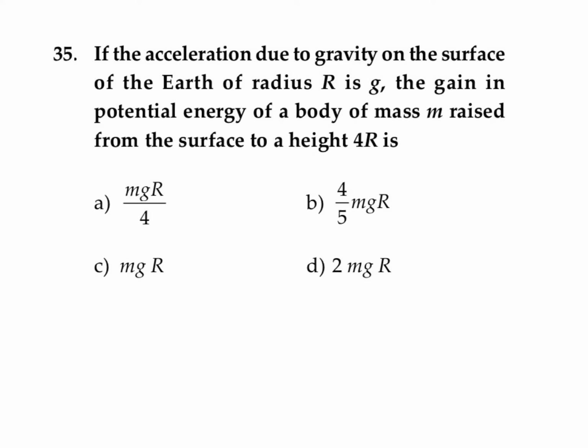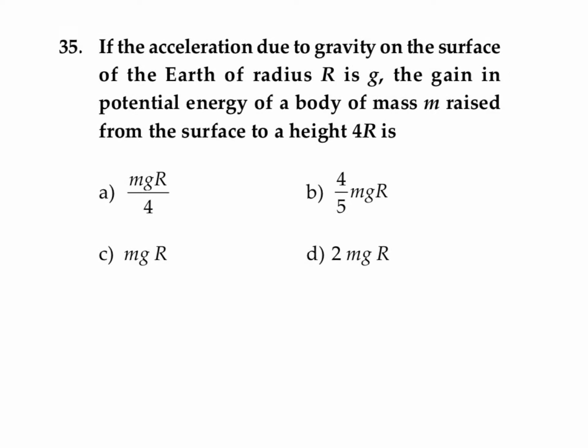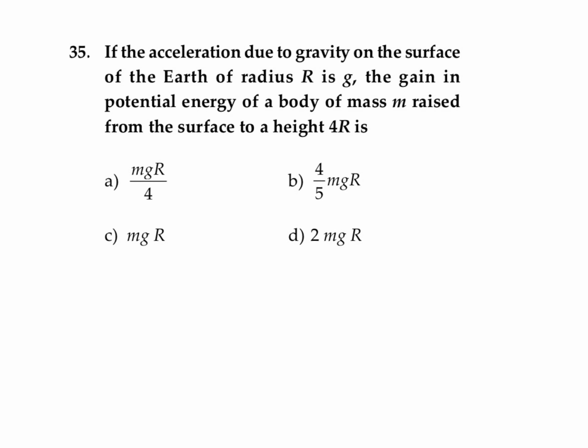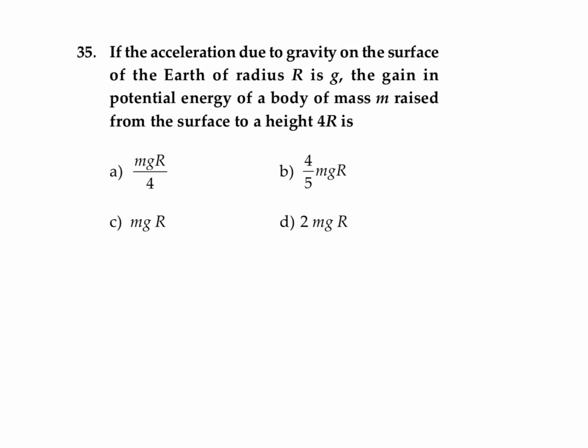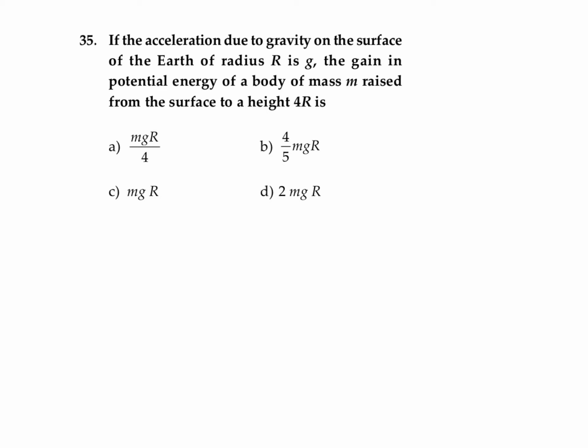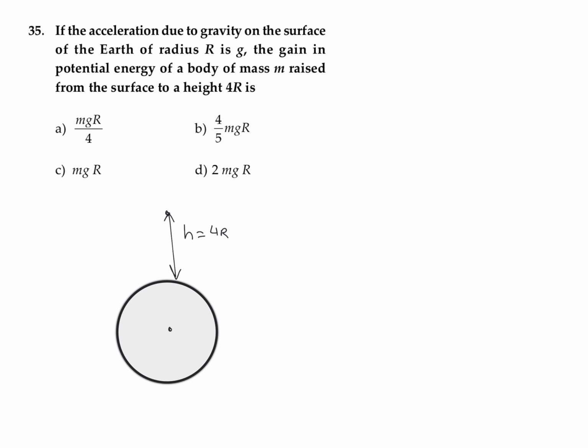So it's given that the acceleration due to gravity on the surface of Earth of radius r is g. The gain in potential energy of mass m raised from the surface to a height of 4r is... So over here we are considering that an object is raised to a height h, which is equal to nothing but 4r. So our aim is to find out the value of its change in potential energy.